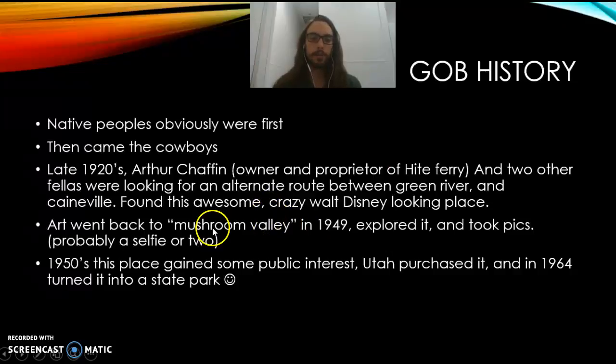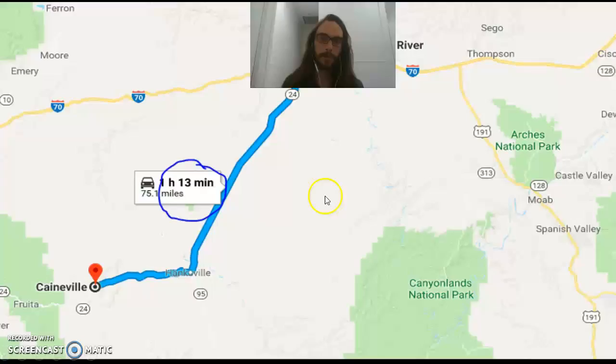So they called it Mushroom Valley, and in 1949, Art went back to Mushroom Valley. He explored it and took some pics, helped educate the public about this place. He probably took a selfie or two. And then in the 1950s, this place gained some public interest. Utah ended up purchasing it between 1950 and 1964, and in 1964 they turned it into a state park. So smiley face, because that's cool, because we get to see it now.